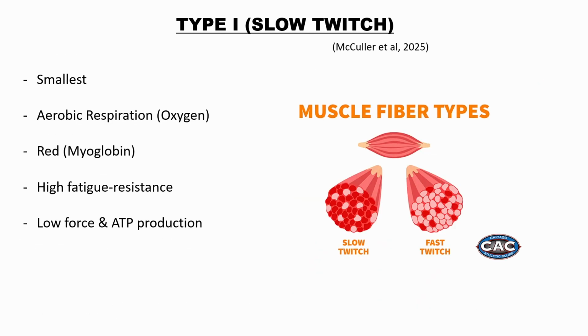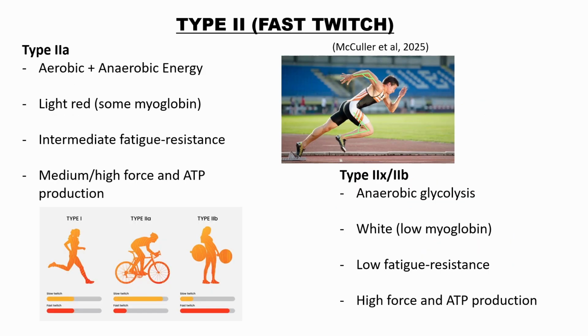First, type 1, slow twitch, is the smallest. It uses oxygen for energy. It's red because of myoglobin, and it's highly fatigue resistant, but it produces low force and ATP. So it's good for endurance activity, such as a marathon run.